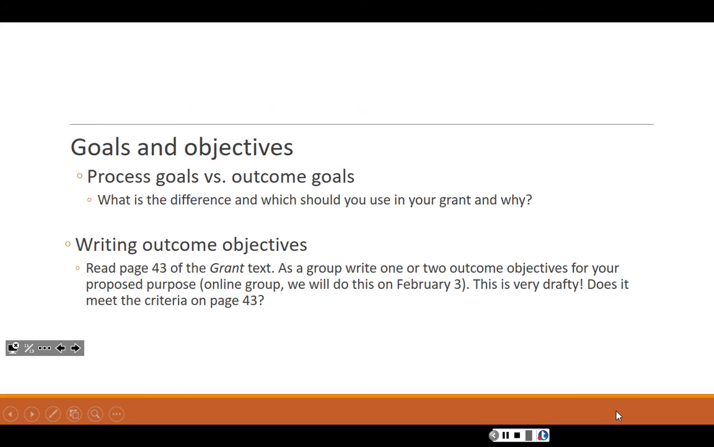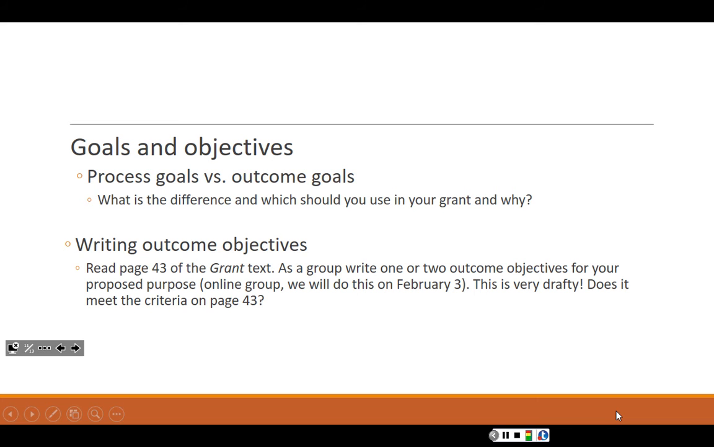So you'll move from there to goals and objectives, and something to think about as we get into it, and this is just to think about. What's the difference between a process goal and an outcome goal? Because this trips people up. A process goal is what you do. Often that's not your goal and objective.